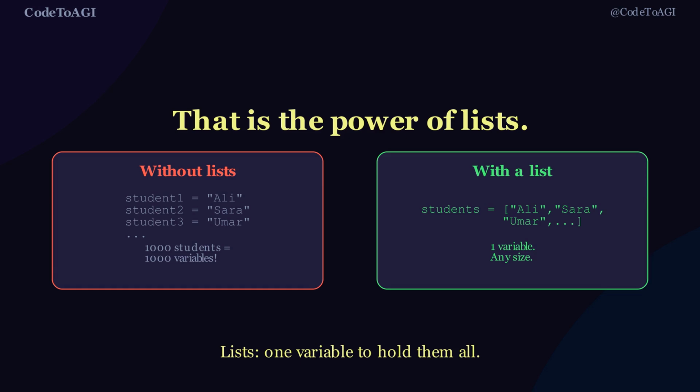Think about every app you use daily. Your contact list, that is a list. Your music playlist, that is a list. Your shopping cart, that is a list. After today, you will think like a data-driven programmer. Lists combined with loops and functions make your programs truly powerful.